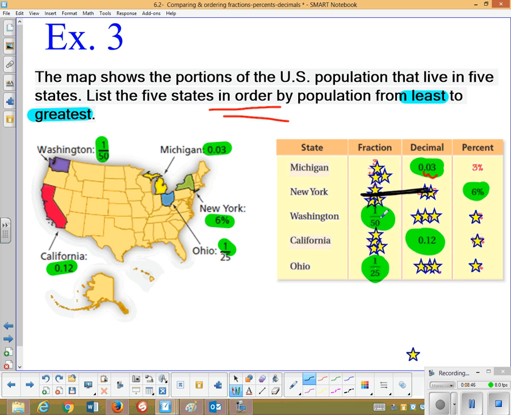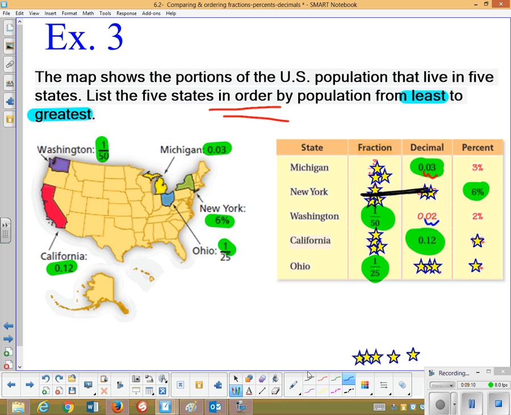So the next one, 1 out of 50. Well, what's 1 out of 50? I can do top goes in, bottom goes out, and I will get a decimal of 0.02. Remember, top goes in, bottom goes out. If I get 0.02, what does that mean? That means I can move the decimal 2 places to the right, 1, 2, and my percent would be 2%. Okay, so now I have 3%, 6%, 2%.